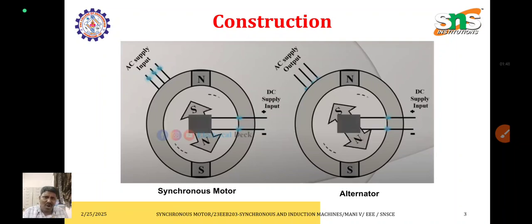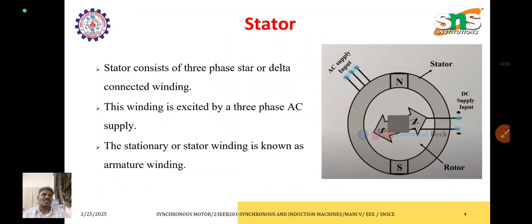In the motor, the armature is the stationary part. In the alternator, we take the power supply from the stator and it is given to the load. But in the motor, instead of a load we have a source. Here we are supplying three-phase power to the stator. That is the difference between the alternator and the motor. So in the synchronous motor, for the rotor we provide a DC power supply, and for the stator we give a three-phase power supply. That is the difference.